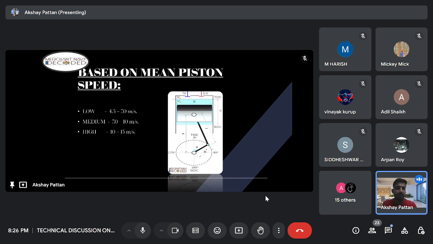So next one is based on mean piston speed. As I mentioned earlier, the average speed of the piston throughout the cycle is known as the mean piston speed. Based on that, we classify the engine as low mean piston speed, medium mean piston speed, and high mean piston speed. In low mean piston speed, we have 4.5 to 7 meters per second, in medium, 7 to 10 meters per second, and in high, 10 to 15 meters per second. That is how it is classified. Is there any doubt in this?